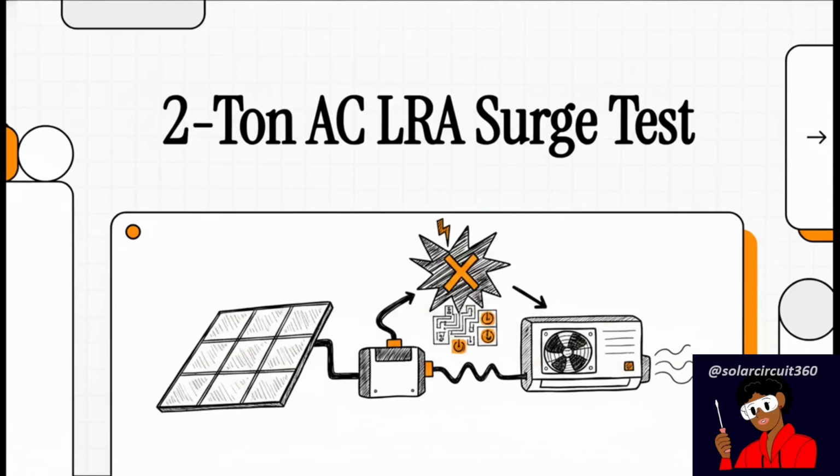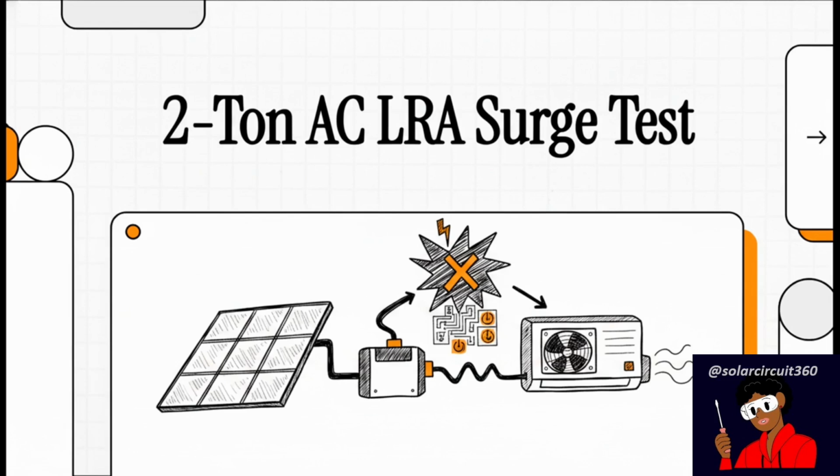Picture this. You've got a perfectly sized 5 kilowatt inverter and a standard 2-ton air conditioner. You've done the math, and on paper, it's an absolute match made in heaven. But when you flip the switch, boom, system shut down. Why in the world does this happen? Why does a solar setup that seems completely capable on paper suddenly completely fail to run a standard AC unit?